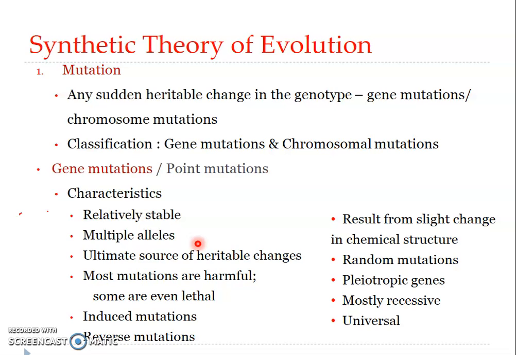Then gene mutations are the ultimate source of heritable variations. Okay, heritable changes or heritable variations. So gene mutations are considered to be the ultimate source of heritable variations in organisms. Fine. And most mutations are either harmful, or it could be called deleterious, and some are even lethal. That is lethal in the sense it can even cause death of the organism, right?